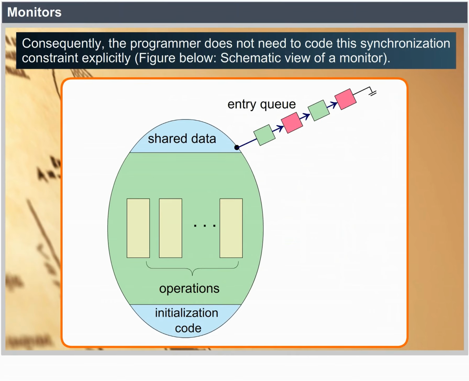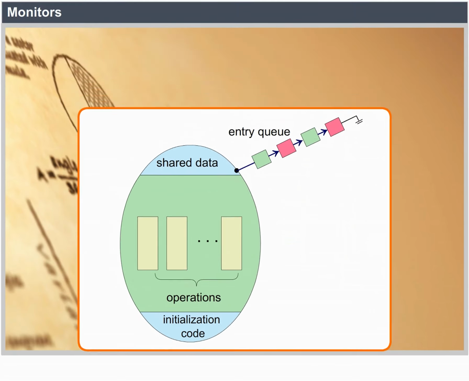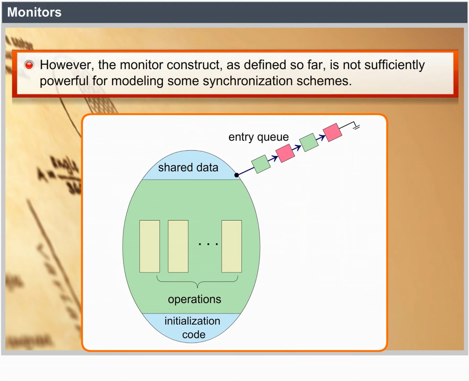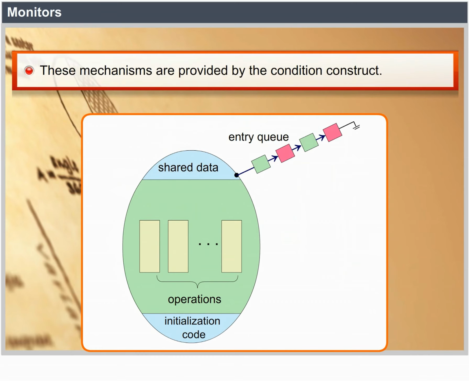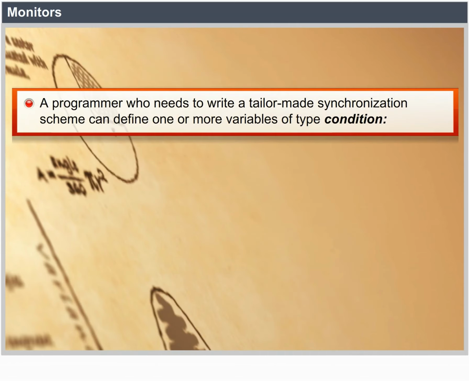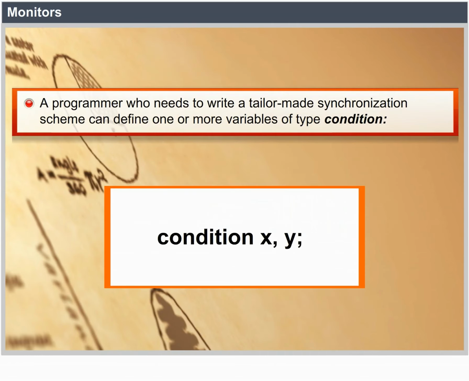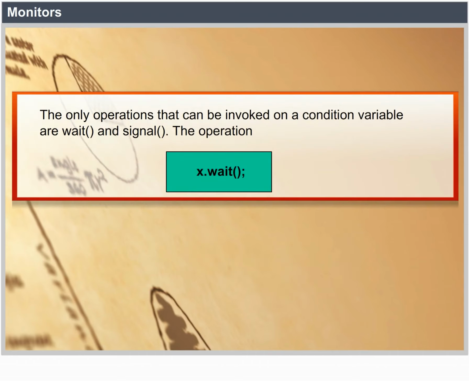However, the monitor construct as defined so far is not sufficiently powerful for modeling some synchronization schemes. For this purpose, we need to define additional synchronization mechanisms. These mechanisms are provided by the condition construct. A programmer who needs to write a tailor-made synchronization scheme can define one or more variables of type condition: condition x, y. The only operations that can be invoked on a condition variable are wait and signal.